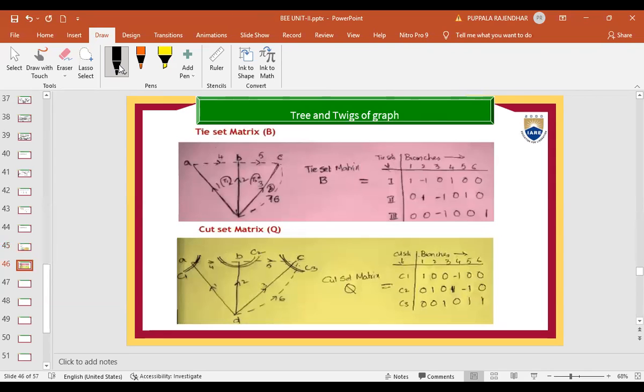Next, we will discuss the tie set and cut set matrix. See here.